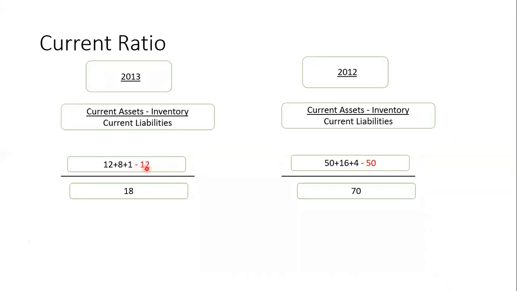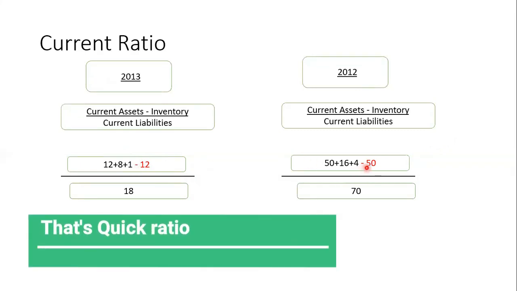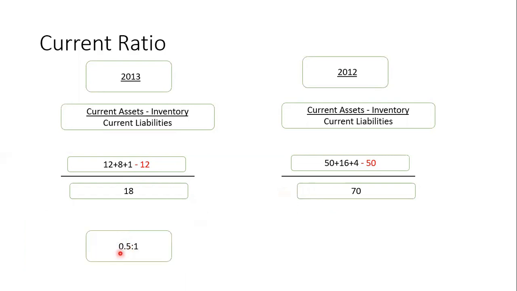I'm minusing the stock or inventory. Here I'm minusing 50, that's my inventory. Now let's see what's the answer. Now this shows that my cash and my trade receivables are not enough to pay the current liabilities. They are 50% of current liabilities, or half of current liabilities. Here I cannot pay. It clearly shows that I cannot pay my current liabilities.